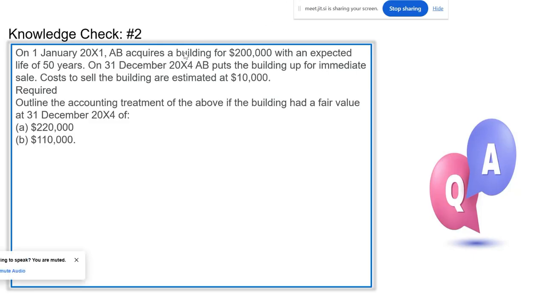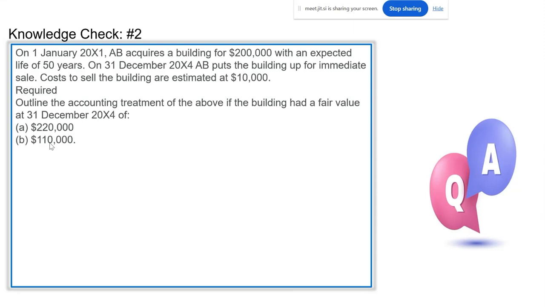So AB acquired land and a building for $200,000 with an expected life of 50 years. On 31st December 2024, AB put the building up for immediate sale. Costs to sell are estimated to be 10,000. Required: outline the accounting treatment of the above if the building had a fair value of this amount and this amount.